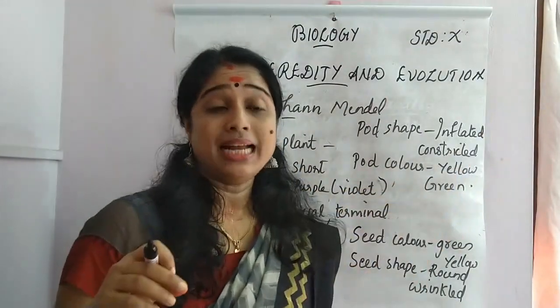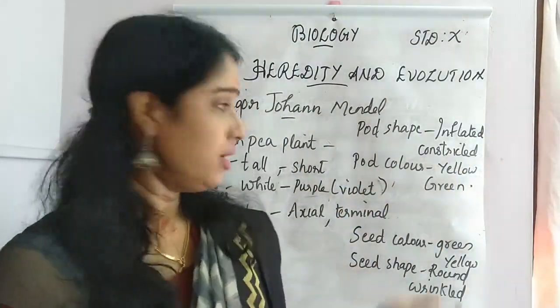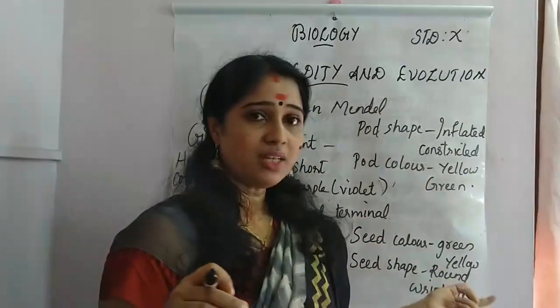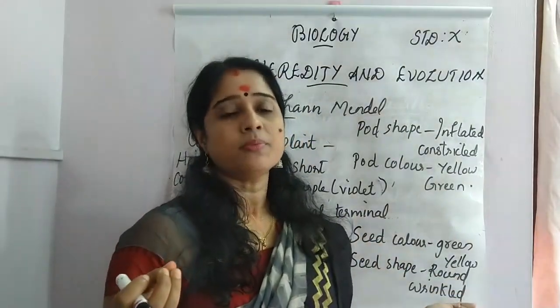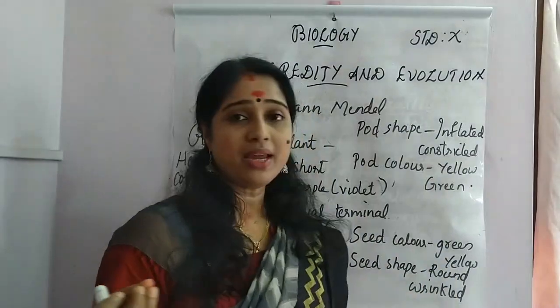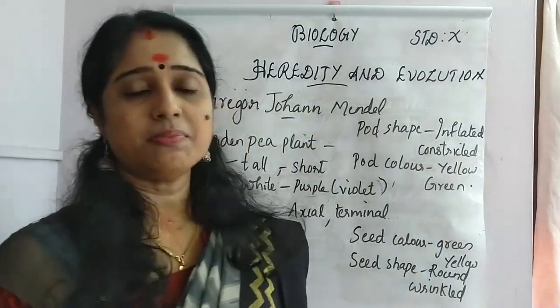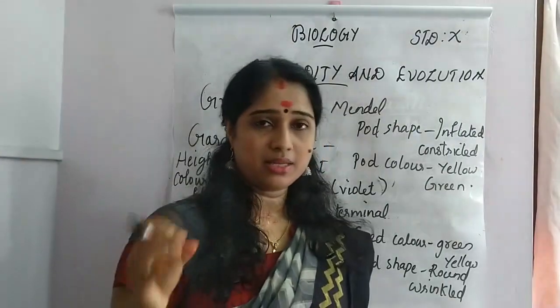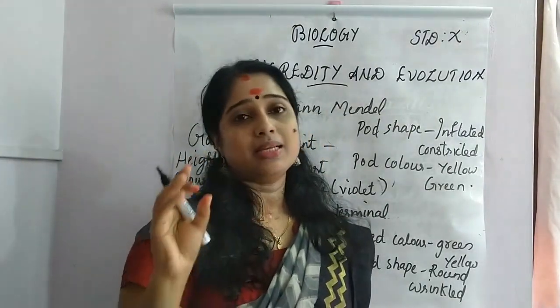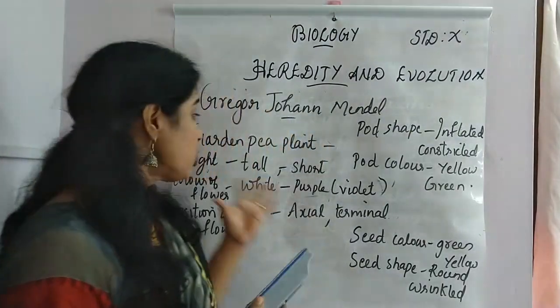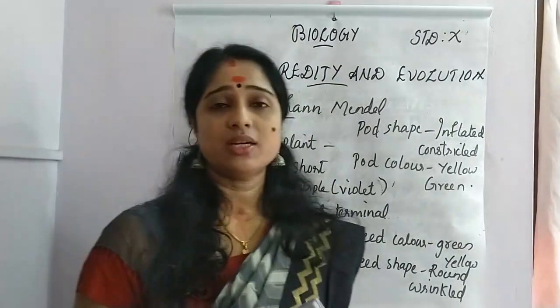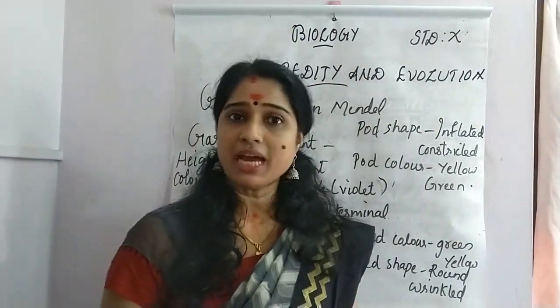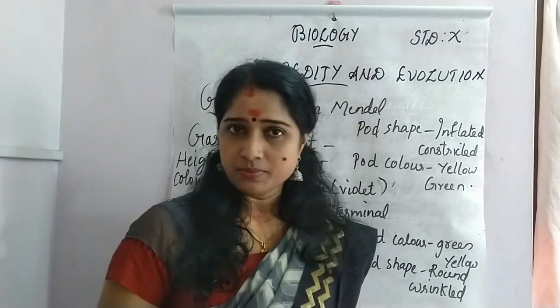Pod color: it is yellow in some plants, and green in others. And what about the color of the seed? Seed color is green in some plants and yellow in others. Last one, the shape of the seed. Some seeds are round and some seeds are wrinkled. It's because of these reasons Mendel selected the garden pea plant for his experiments.